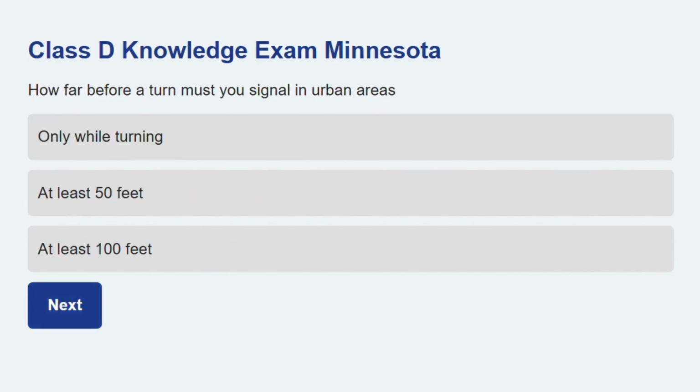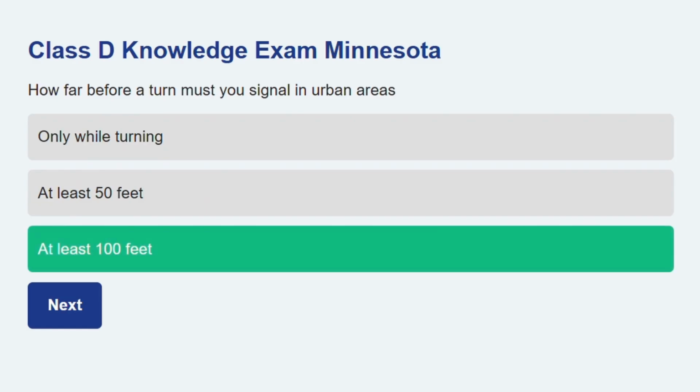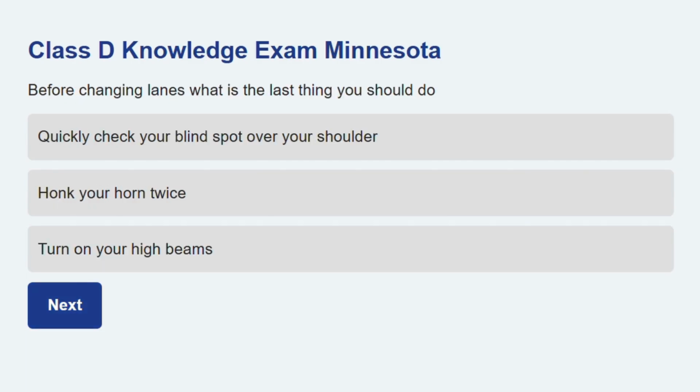Let's continue. How far before a turn must you signal in urban areas? At least 100 feet. This gives other drivers and pedestrians adequate warning of your intentions, allowing them to adjust their speed or position accordingly.